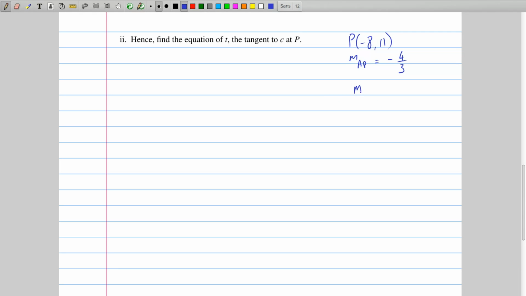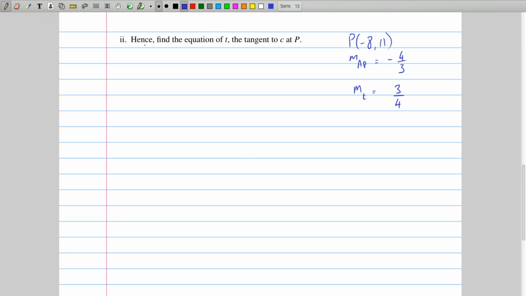To find the slope of this line T, because it's perpendicular to AP, all we have to do is take the slope of AP, invert it, so make it 3 over 4, and change the sign. It's currently a minus for AP, so that means we make the slope of T a positive. So we can just leave it as 3 over 4. You can call it plus 3 over 4, but it's unnecessary.